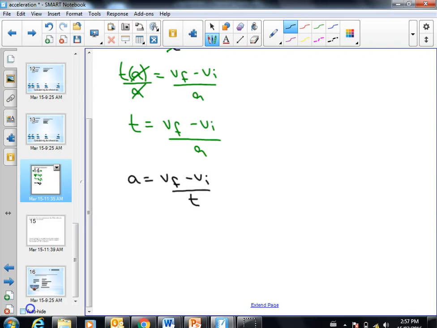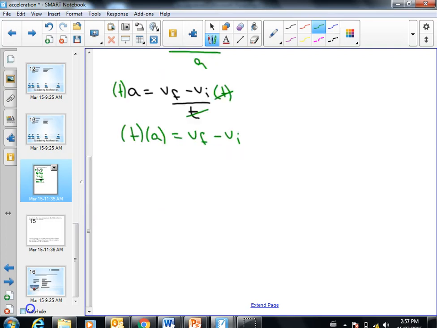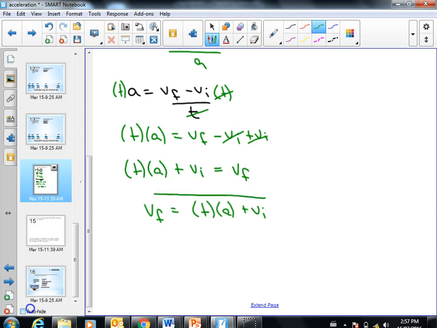And in this case, we're going to find final velocity instead. So I'm going to get rid of the time again. I got to move that over. And now I have the VF minus VI. To get rid of the VI, because it's being subtracted on this side, I'm going to add it, which means I'm going to add it on this side. Those cancel out, and I end up with VF. So I can write it this way, VF equals T times A plus VI, because I like to write it with my variable on the left side. Okay, that's my second one.